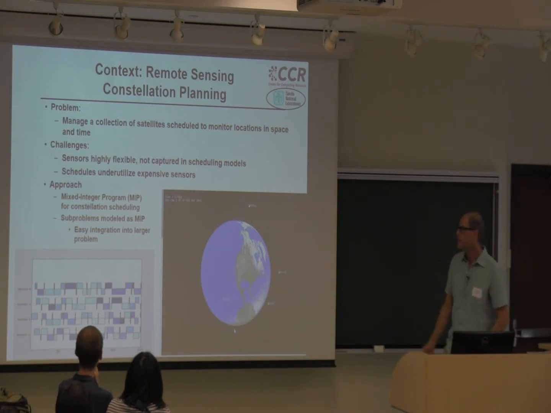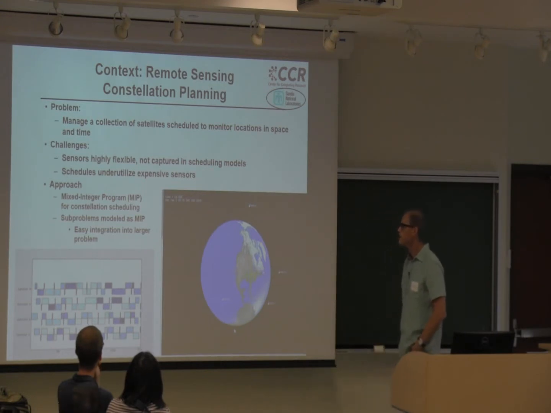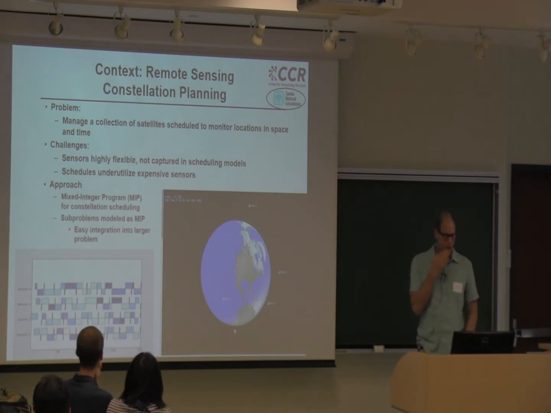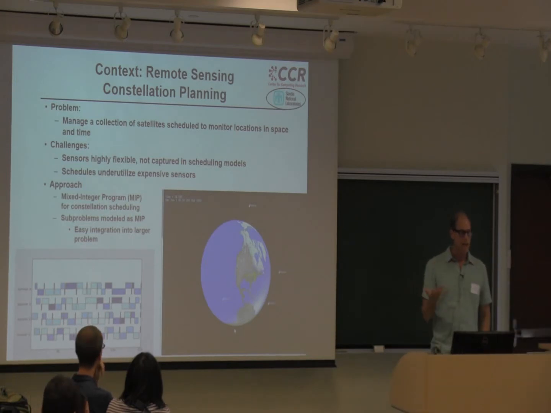As I mentioned, the context is there's a bunch of satellites. There's 4 of them sitting around the Earth somewhere, and you want to monitor certain locations in space and time. The system, hardware and software, tends to be quite specialized with nuanced capabilities that usually aren't captured in the scheduling models. And like many other industrial problems, like airline scheduling, getting a little bit more efficiency is a big deal because these things are very expensive and there are very, very few of them.